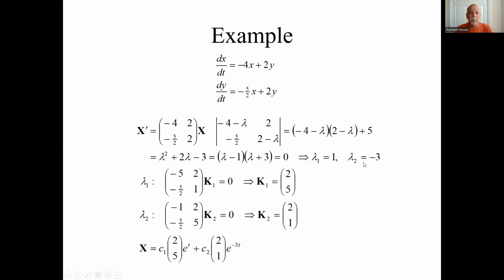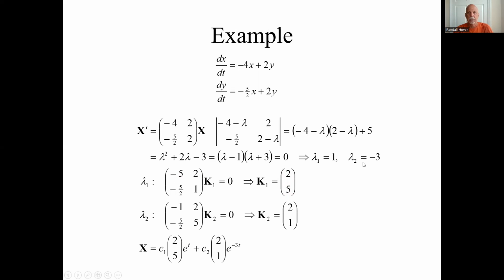And when it's 2 by 2, remember the trick? First, for lambda 1, which was 1, we're going to subtract 1 along the main diagonals. So it'll be -5, 1, and then the 2 and -5. And remember the trick? The eigenvector will be this guy on top of the negative of this guy. So it'll be 2 over 5. Good little trick you can use when doing 2 by 2s. I covered it in a previous recording.